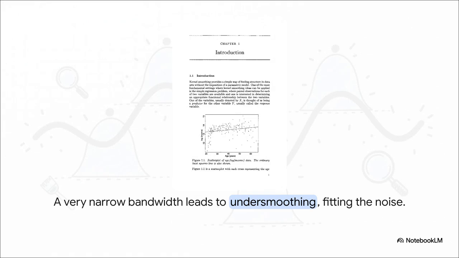If we make that bandwidth too narrow, we run into the opposite problem: undersmoothing. Now our picture is too sharp. We're not really finding the trend anymore. We're basically just playing connect the dots with the random noise. We've lost the signal all over again.